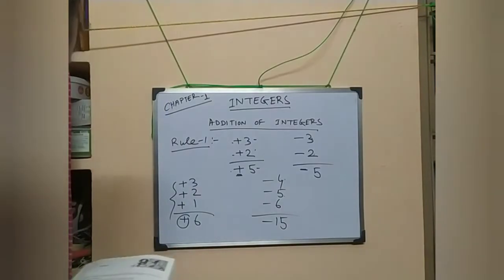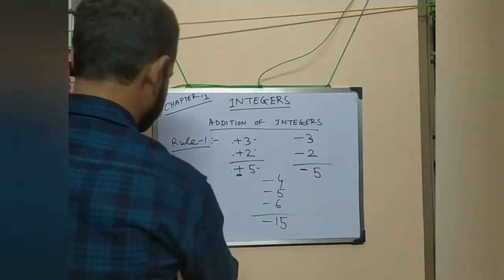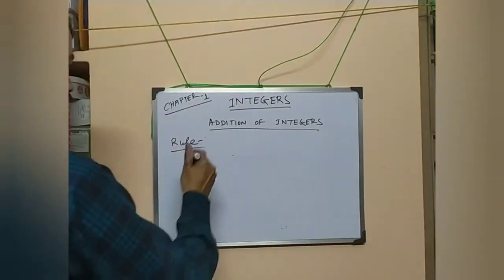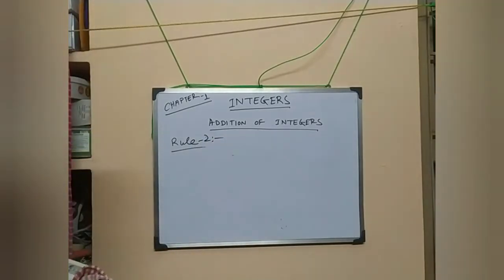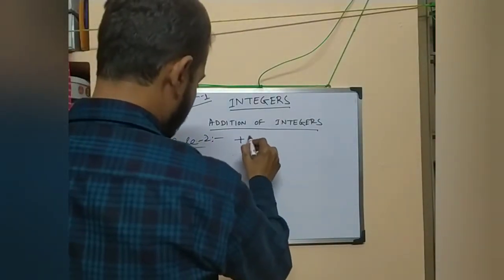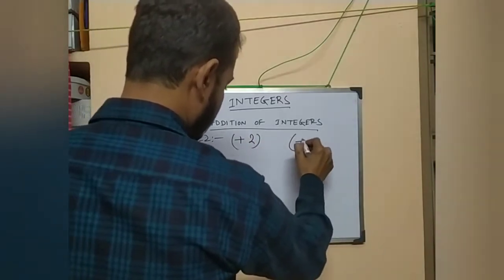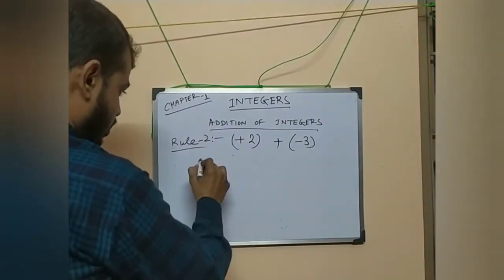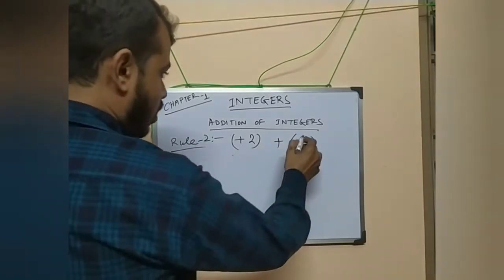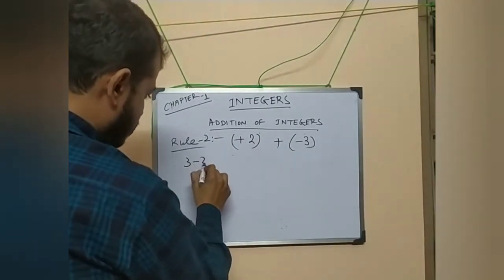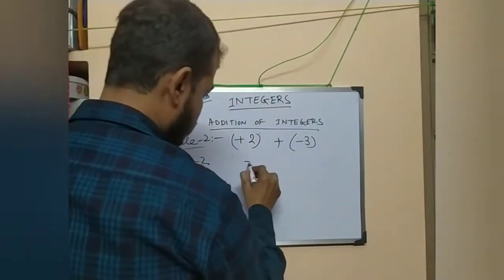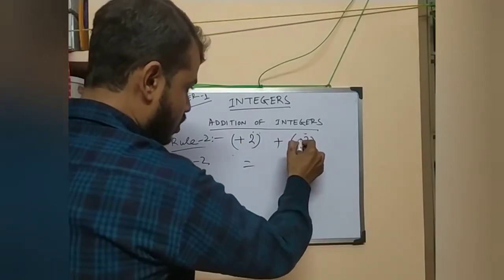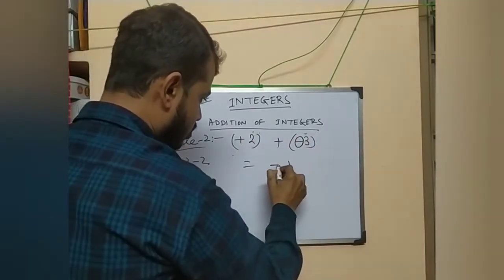Next, rule number 2. If we add one positive and one negative number, then we take the difference from higher to lower. That means first 3 minus 2 is 1, and here the biggest number has the sign minus, so the answer also has a minus sign.